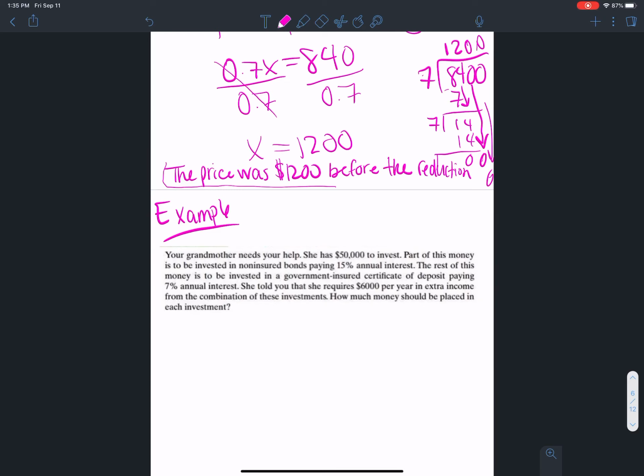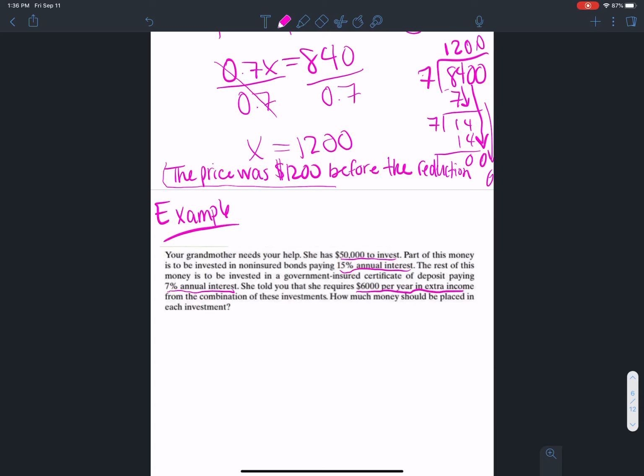Okay. So again, she has $50,000 to invest. She's going to put part of this money in non-insured bonds paying 15% annual interest. The rest of this money is going to be invested in something that's 7% annual interest. And then she told you she requires $6,000 per year in extra income from the combination of these investments.